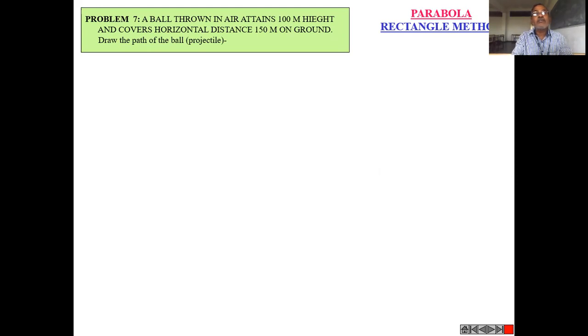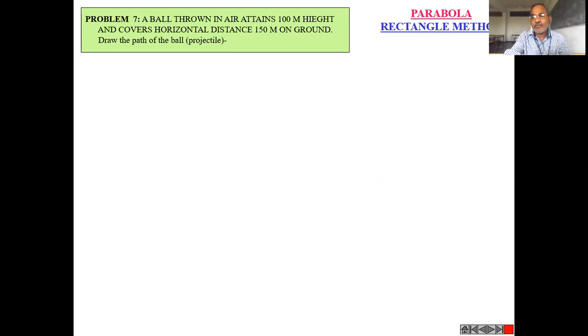What is that question here? I'll read it. A ball thrown in air attains 100 meters height and covers horizontal distance 150 meters on ground. Draw the path of the ball, or any projectile: ball, stone, bullet, anything like that. Read once again: a ball thrown in air attains 100 meters height and covers horizontal distance 150 meters on ground. Draw its path. So there are two parameters given.